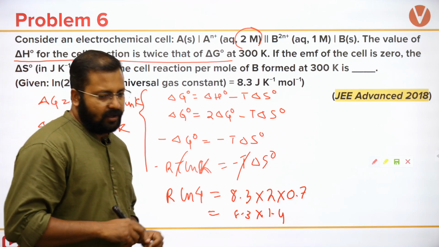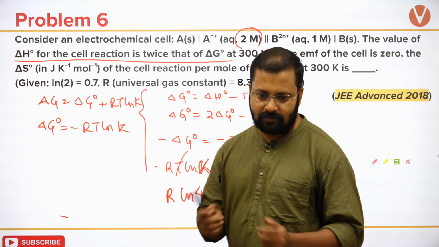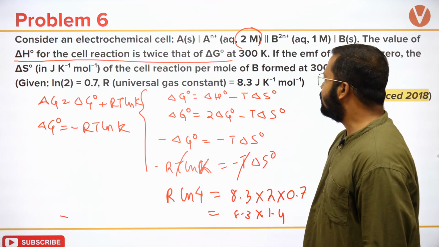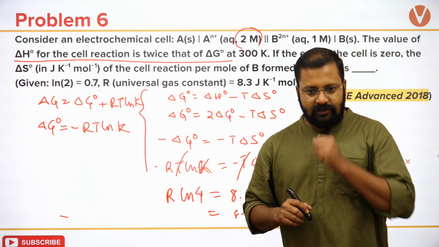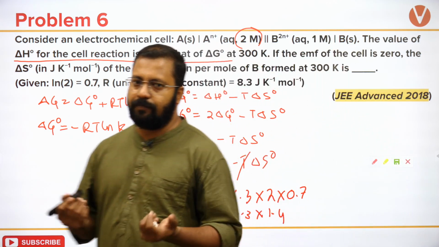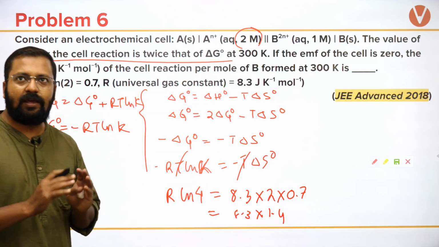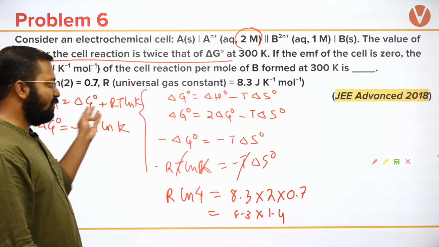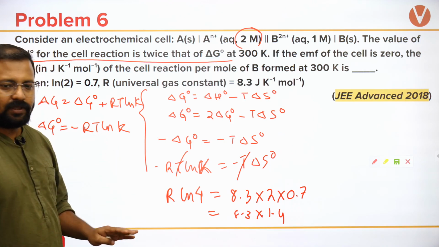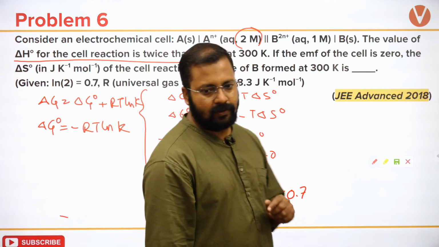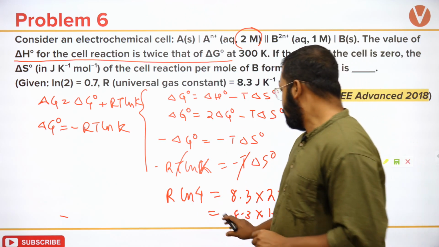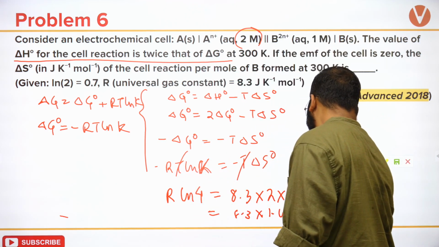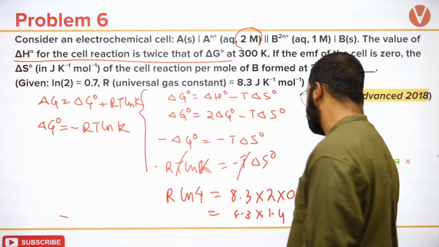Okay, Nick Rathore, the answer is correct. Your work might be incorrect, but the answer is correct over here. The answer should be 11.62, and that's exactly the correct answer. You can solve it from the E-cell method as well, but that's not necessary. So this is the value of delta S naught.